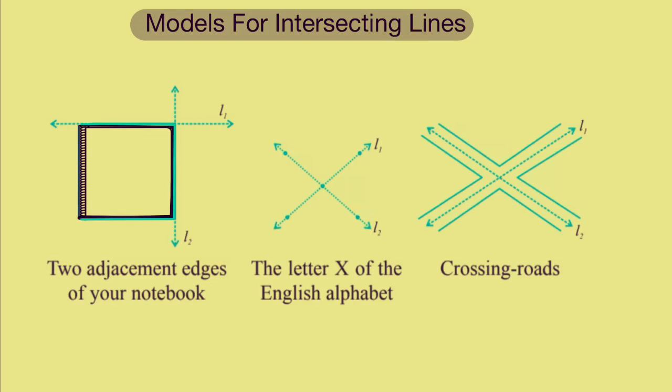Models for intersecting lines are two adjacent edges of your notebook, the letter X of the English alphabet, and crossing rods. Next we will learn about parallel lines.